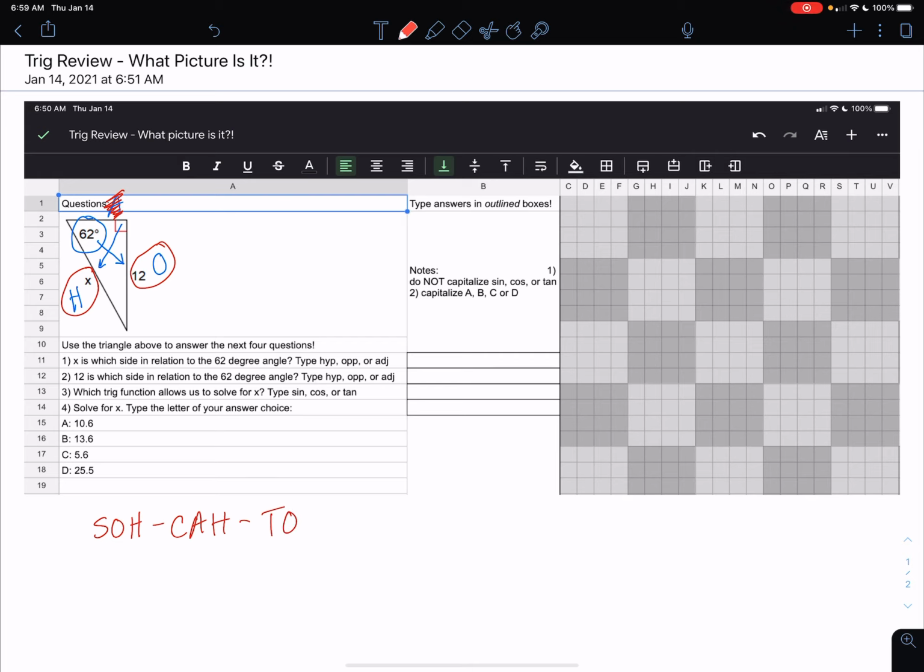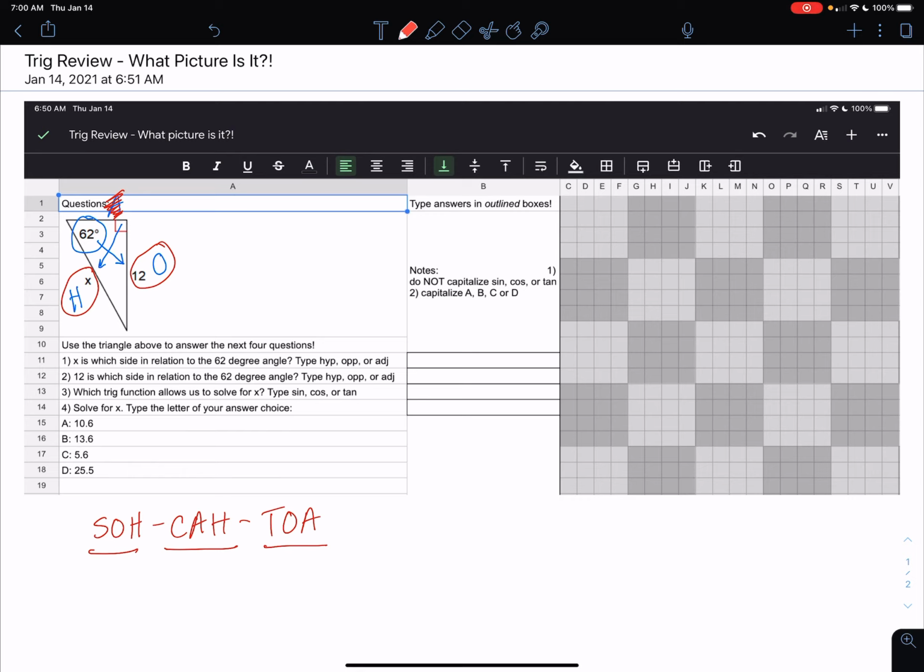And so now we want to think about our acronym, Sohcahtoa, right? These things stand for, the first one is sine equals opposite divided by hypotenuse. That's what So stands for. The Ka part is cosine equals adjacent divided by hypotenuse. And the Toa part is tangent equals opposite divided by adjacent.